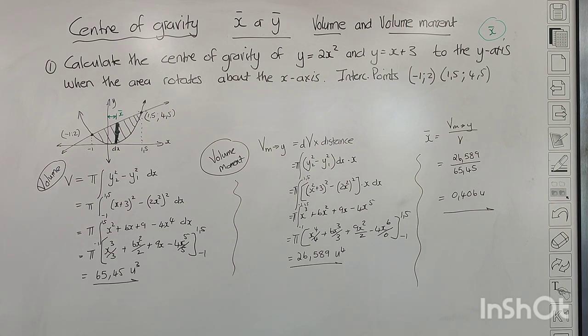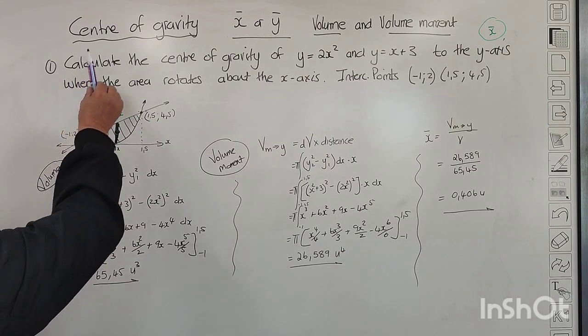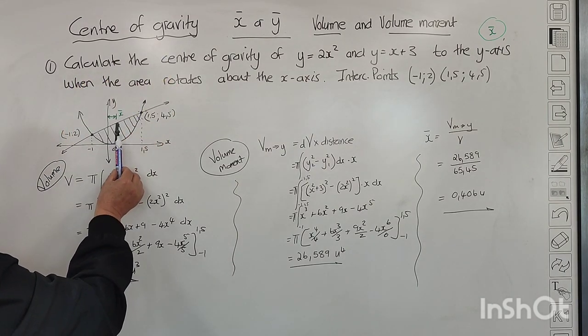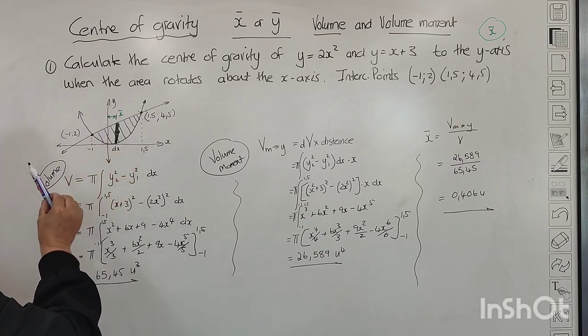Hi, in the next part, we're going to talk about center of gravity, and that is where I use a volume and a volume moment, where in centroids I use an area and an area moment. So when I calculate the center of gravity, I have a center point that is either reflected towards the y-axis or the x-axis, depending on the question.